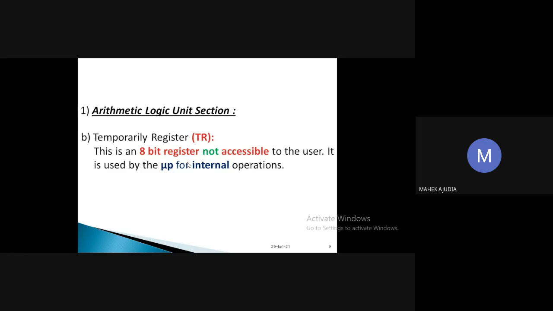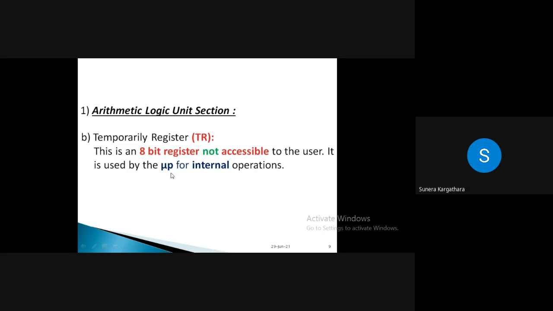Ma'am, what is mu p in this statement? Mu p is microprocessor. Writing the full word microprocessor every time is not convenient. That's why I'm mentioning mu p, microprocessor. Thank you for asking. Okay. Who was asking? Mike? Yes, ma'am. Okay. So mu p is microprocessor, students. Good.